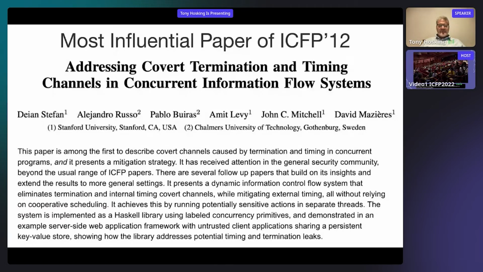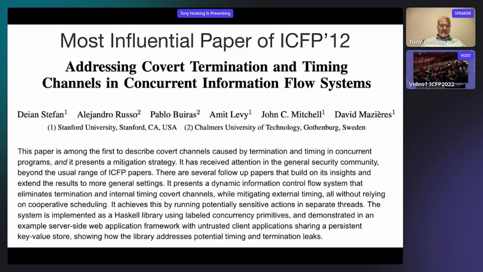This paper is among the first to describe covert channels caused by termination and timing in concurrent programs, and it presents a mitigation strategy. It has received attention in the general security community beyond the usual range of ICFP papers. There are several follow-up papers that build on its insights and extend the results to more general settings. It presents a dynamic information control system that eliminates termination and internal timing covert channels while mitigating external timing, all without relying on cooperative scheduling. It achieves this by running potentially sensitive actions in separate threads.